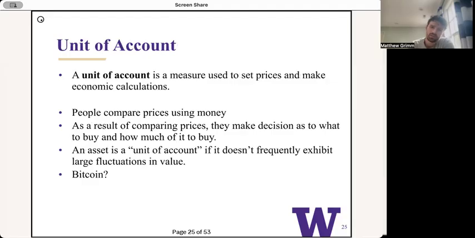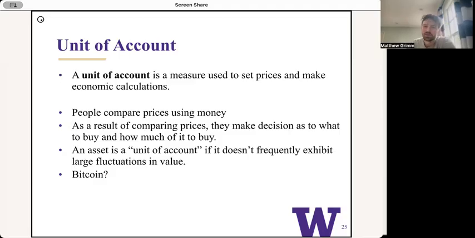Okay, and what's a unit of account? It is a measure used to set prices and make economic calculations. So people compare prices using money. As a result of comparing prices, they make decisions as to what to buy and how much of it to buy. So an asset is a unit of account if it doesn't frequently exhibit large fluctuations in value.